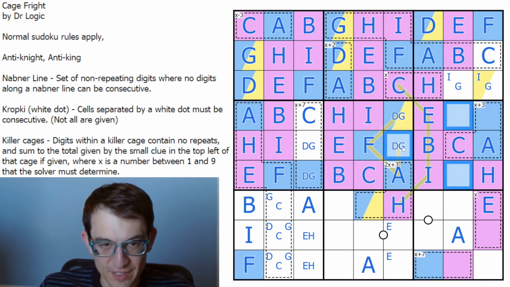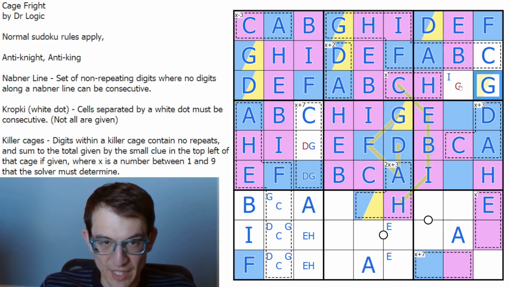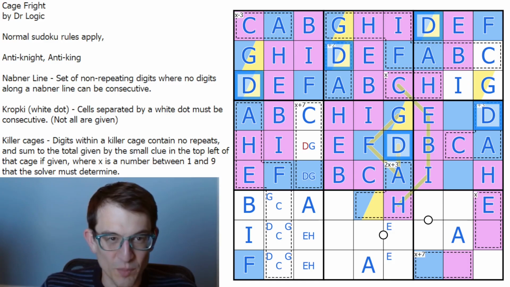This one, whatever it is, goes here, which is D or G. It's not G because it sees both possibilities for G here. So this is D with this, that's G. So that's G, because the yellows are now G. Get rid of the yellow markings.